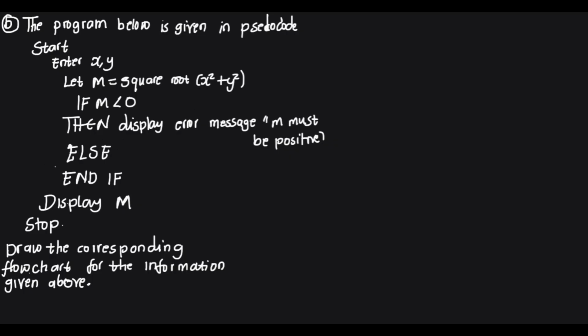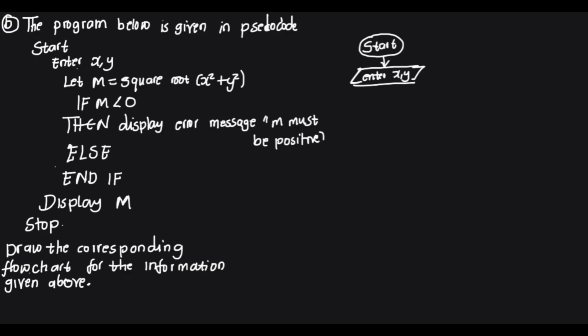Now let's draw the corresponding flowchart for the information given above. So we'll begin with the first step here. We have the start, so we'll say start. We know the shape to use whenever we are entering start. Then from the start, let's look at what followed. We have the condition of enter x comma y. So x and y are now input in this particular question, and the input must be indicated in the parallelogram shape. So we'll say enter x comma y. We need a parallelogram, which is the shape we use for input as well as output.